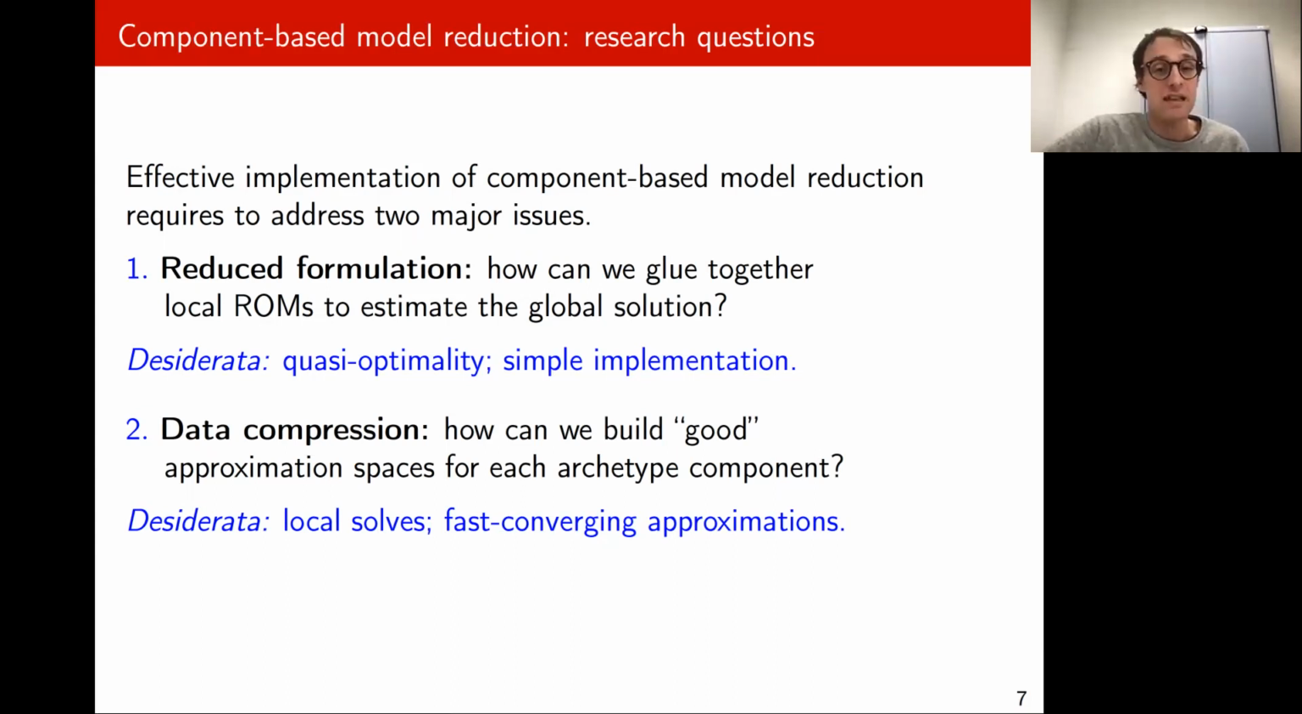The second question is, how can we build good approximation spaces for each archetype component? And here, let's say the requirement is that we would like local solves, meaning that we would not want to rely on global solves in order to build these local approximation spaces. And also, we would like fast converging approximations, in general faster than polynomial-type approximations like finite element.